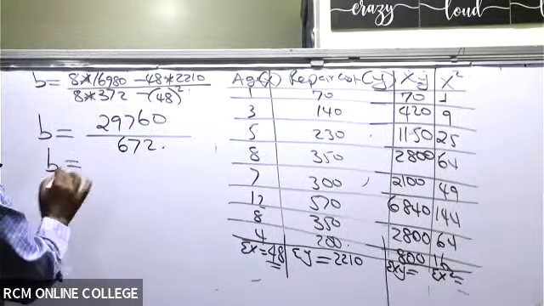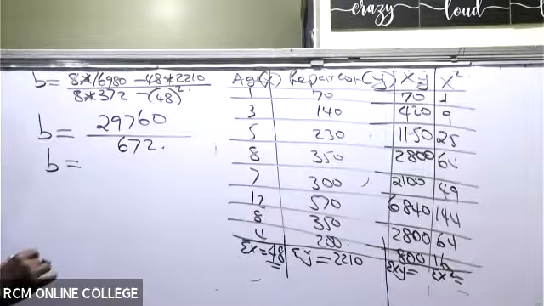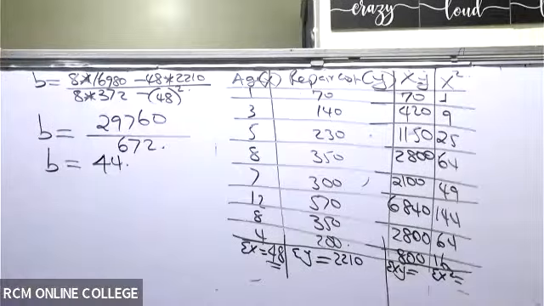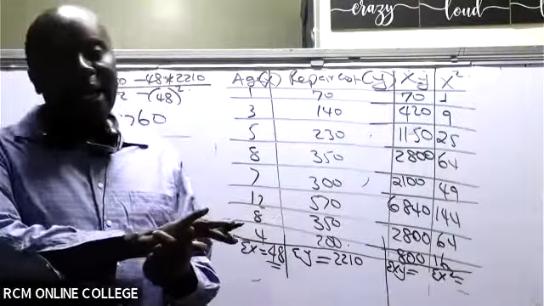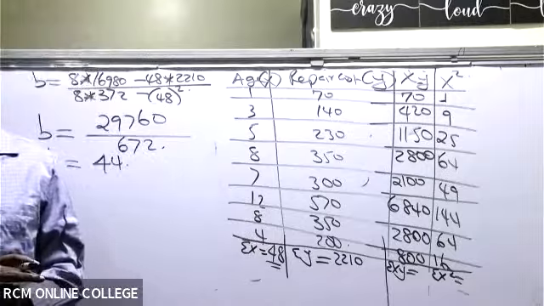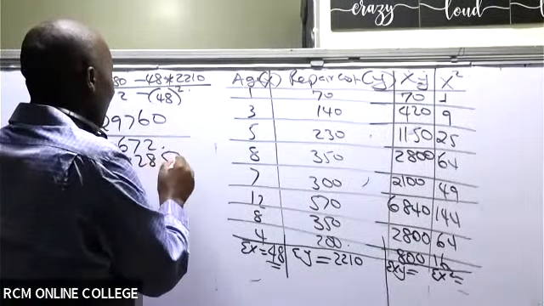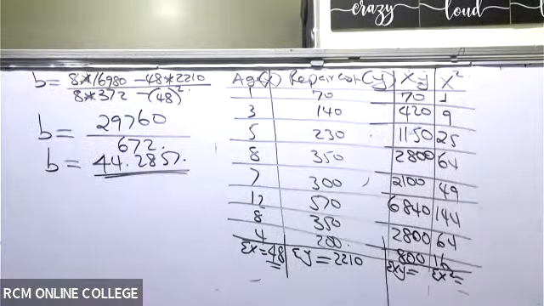Then go ahead and give me the quotient. You take this, divide by this. You give me an answer to 4 decimal places. I would always prefer 4 decimal places for accuracy, unless it is coming to exactly 2 decimal places, but if it has other decimals, then please round them off to 4. 4 decimal places are sufficient. 44.2857. So this is the value of B.